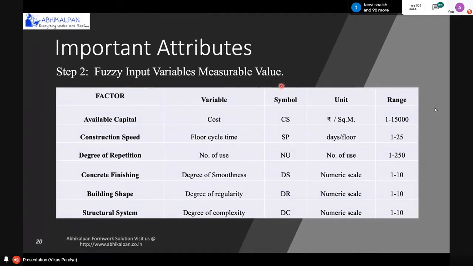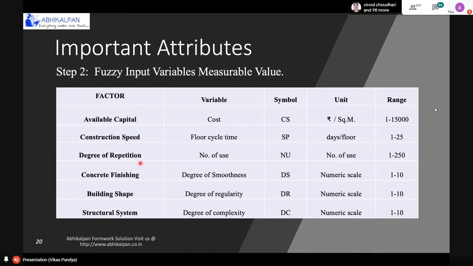To build a model for formwork selection, we used fuzzy logic and the computer programming language MATLAB. Using that MATLAB, we have built a tabular form model. So by using that model, you can select your formwork system. For the fuzzy input variables, we converted the linguistic terms into a numeric scale.